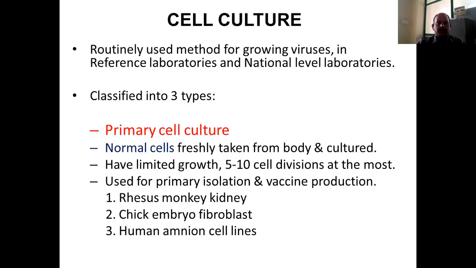Cell culture is the routinely used method for growing viruses in reference laboratories and national laboratories, and is classified into three types. Primary cell culture: generally these are normal cells, freshly taken from the body and cultured. They have limited growth, 5 to 10 cell divisions at most, and are used for primary isolation and vaccine production. Rhesus monkey kidney cell lines, chick embryo fibroblast cells, and human amnion cell lines are examples of primary cell culture.